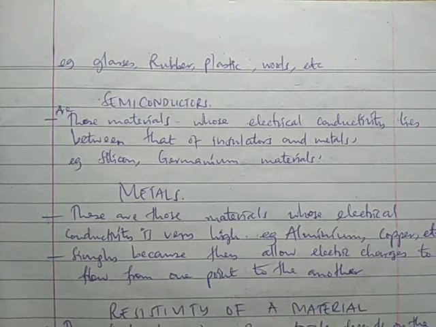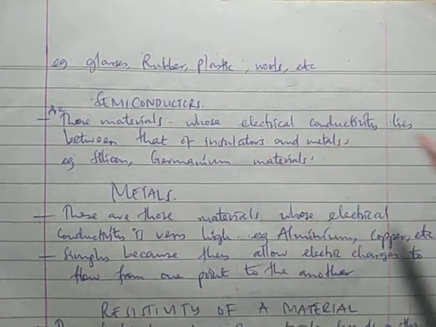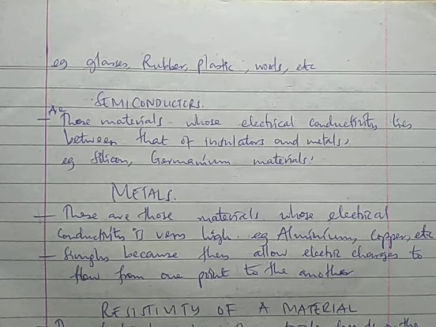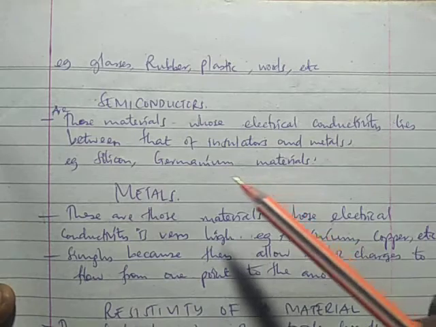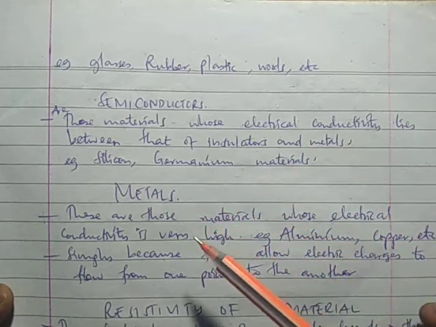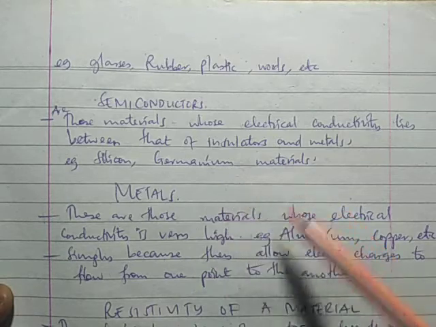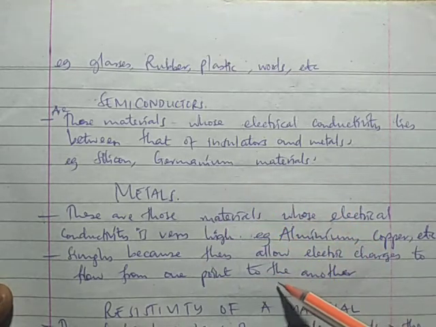So some few examples of insulators: we have glass, rubber, plastic, wood, etc. But from there we have semiconductors. These are materials whose electrical conductivity lies between that of insulators and metals. For example, here we have silicon, germanium. Most of the semiconductors are group 4 elements.